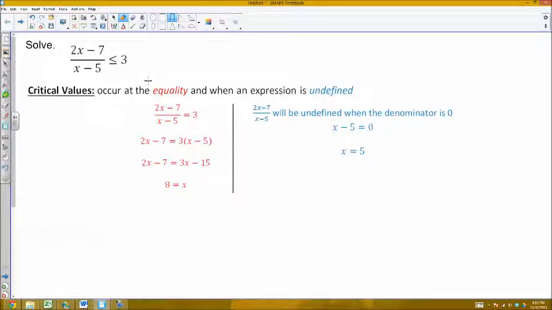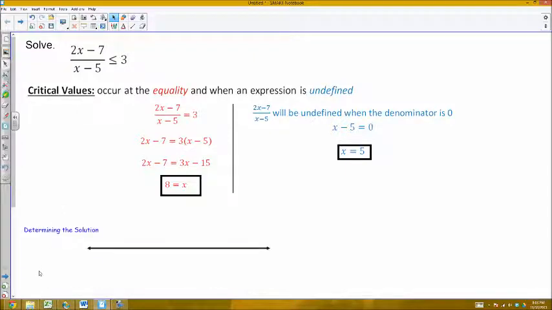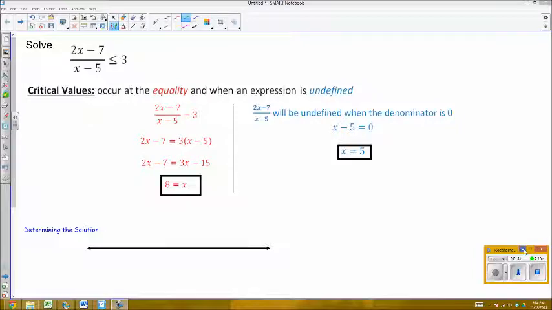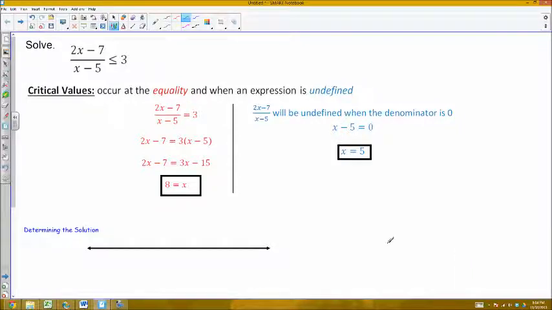So now that I have my two critical numbers, which are x is 8 and x is 5, I need to determine the solution to this inequality. So to determine that solution, I'm going to have to look at the intervals between these critical numbers. So to do that, I'm going to go to my number line and first mark my two critical numbers. Now, since 5 is less than 8, that will be the first one to my left. So I'm going to mark 5 on this number line, and I'm also going to mark 8 on this number line. So these two numbers are going to break this number line into three intervals.